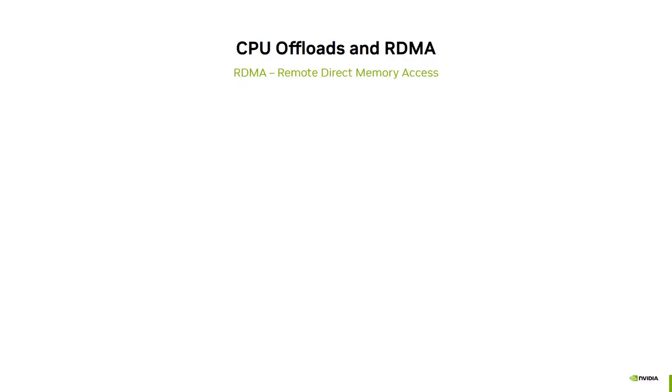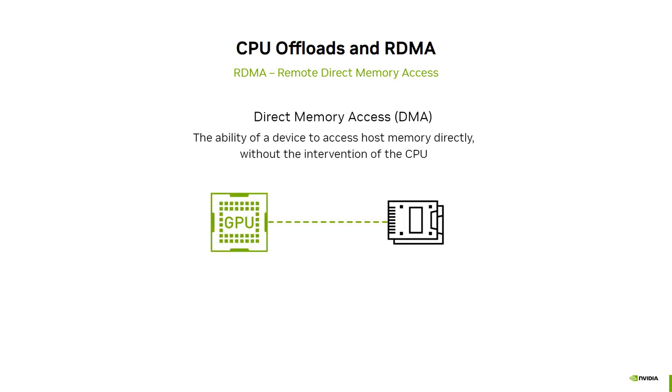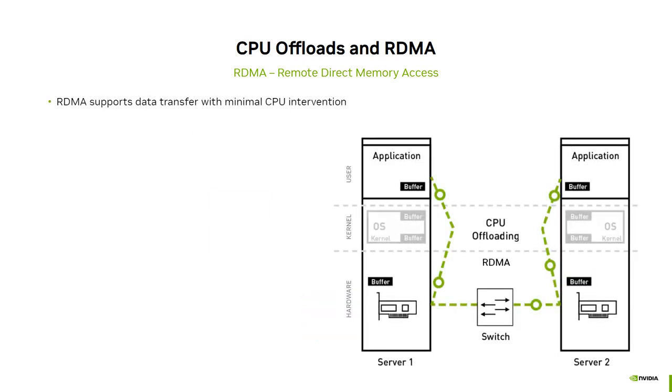One of InfiniBand's key features is Remote Direct Memory Access, or RDMA. Direct Memory Access, or DMA, is the ability of a device, such as a GPU or network adapter, to access host memory directly without the intervention of the CPU. RDMA extends DMA with the ability to access memory on a remote system without interrupting the processing of the CPU on that system.